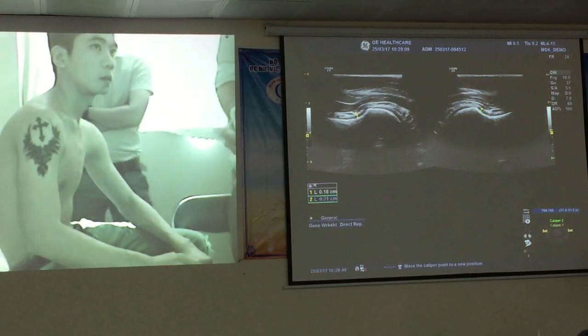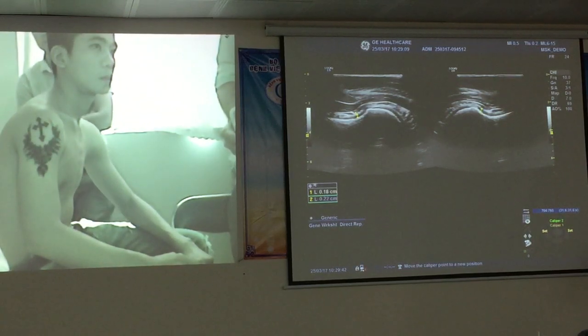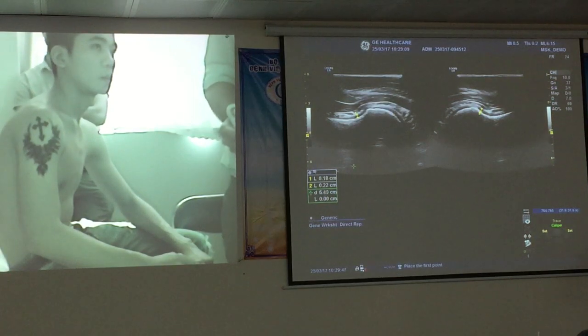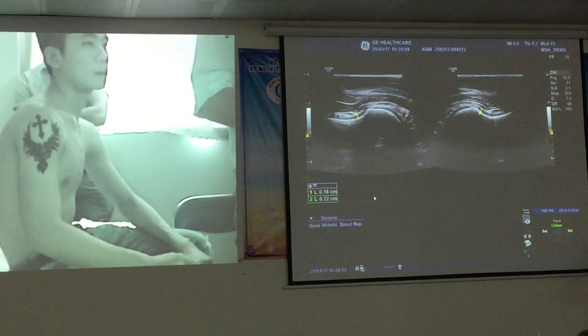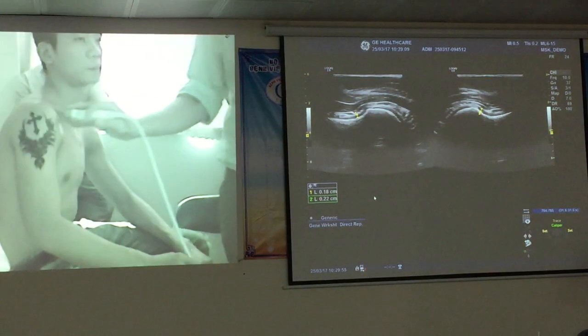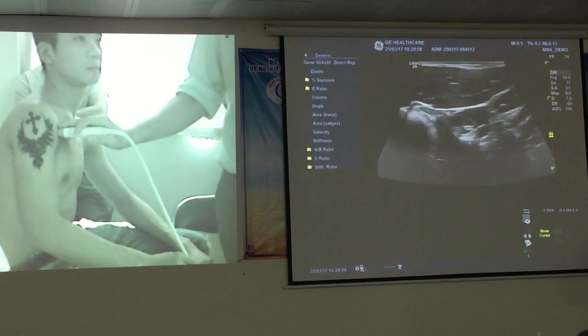And it should be less than 3 millimeters. So you can see here that this one is measuring 0.18, 0.22. So that's symmetrical.